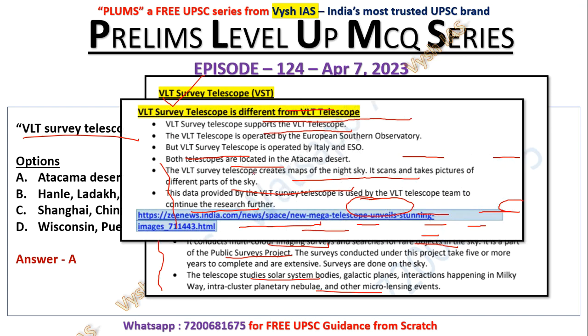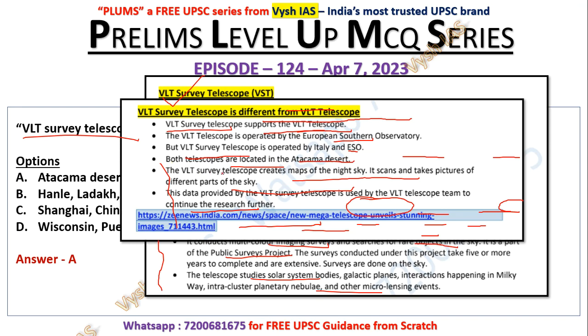Then there is something called the VLT Telescope and the VLT Survey Telescope. Both are same. Both are different. The VLT Survey Telescope supports the VLT Telescope. The VLT Telescope is operated by the European Southern Observatory. The VLT Survey Telescope is operated by Italy and that ESO which we saw. Both telescopes are located in the Atacama Desert.